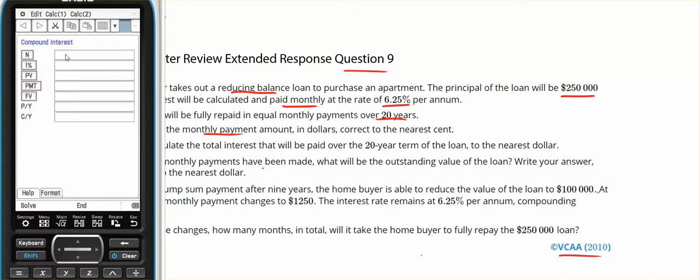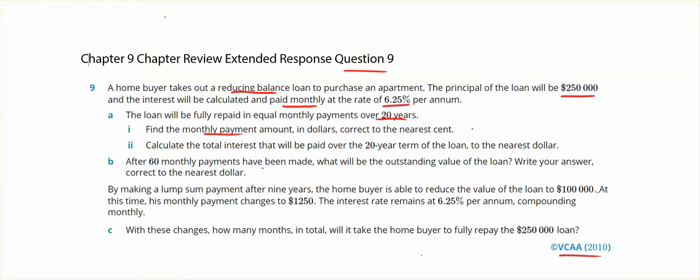So we know that it's a reducing balance loan. The loan is over 20 years, so 20 times 12 months, 6.25% per annum. My principal value is $250,000. My payments, I don't need to work that out. My final value goes to 0, and it's 12 and 12 because it's monthly. I'm going to click solve, click payment to get my amount. So 1827.32 dollars.